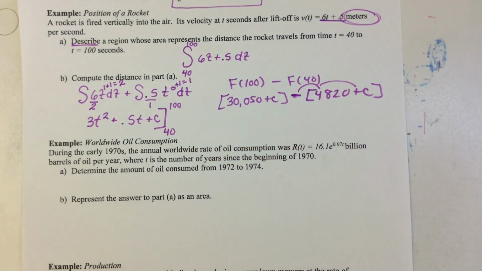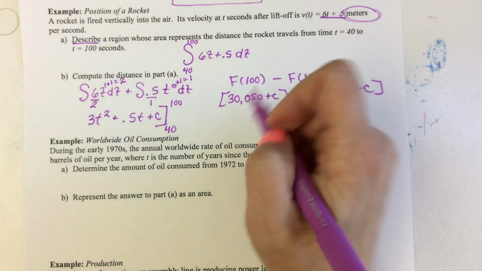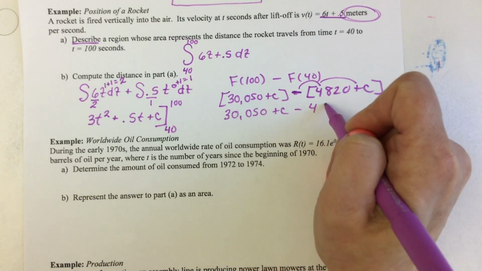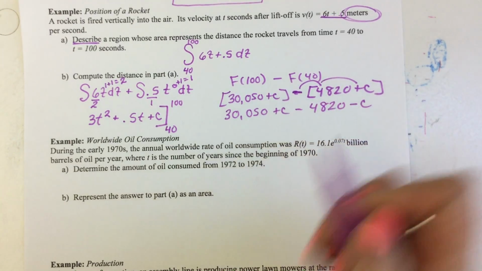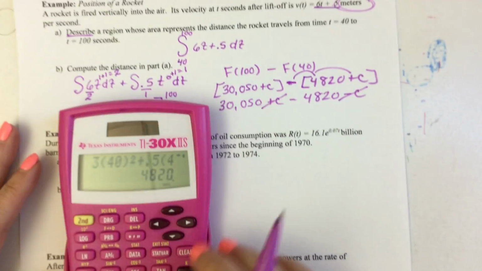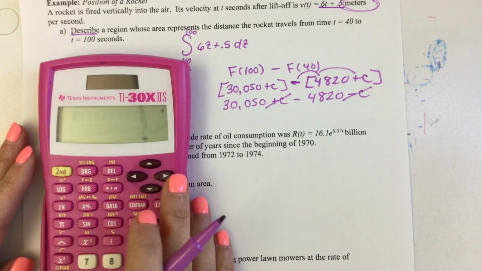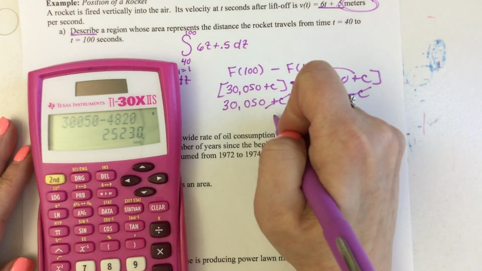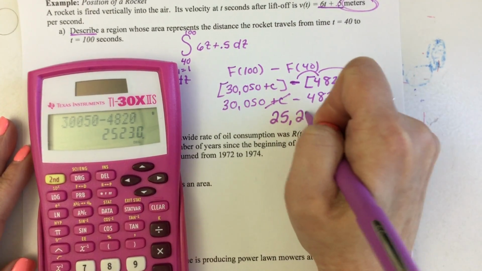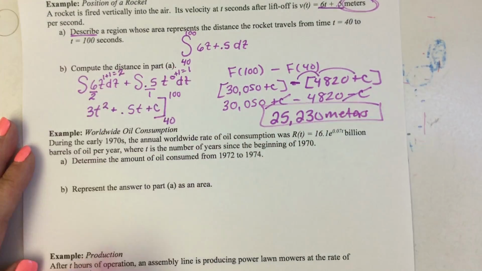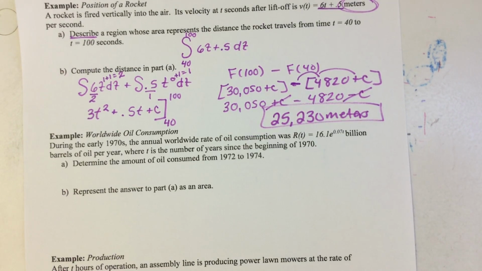The minus sign has to go into the entire second group. So 30,050 plus c minus 4,820 minus c. Positive c, negative c. The c should always cross off. So the meters that this rocket traveled between 40 and 100 seconds is 30,050 minus 4,820. It traveled 45,230 meters. That's how far the rocket traveled between 40 and 100 seconds.